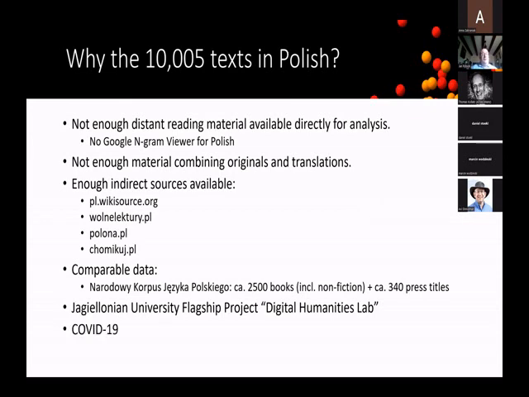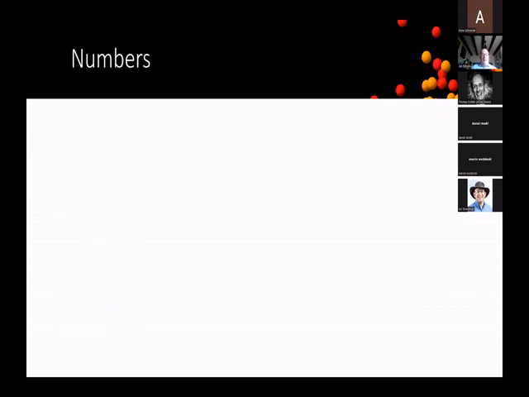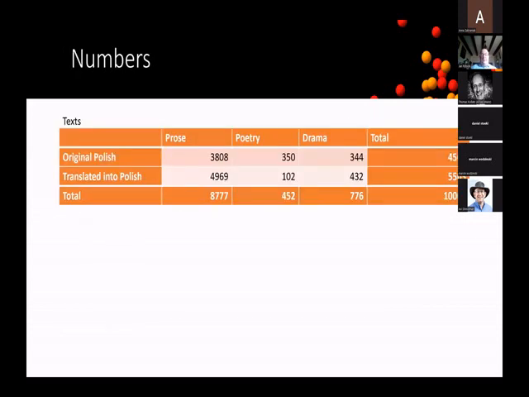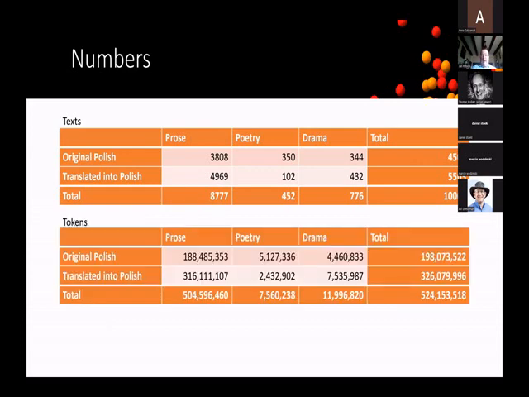But of course, it all started with the lockdown. Oh, the lockdown was great. It was very conducive to this very repetitive task of gathering text from all over the internet and other sources. So let's look at the numbers, and I'm boasting here. These are the number of texts in prose, poetry, and drama, and the proportion between original Polish and translated into Polish. Here it's even more boastful.